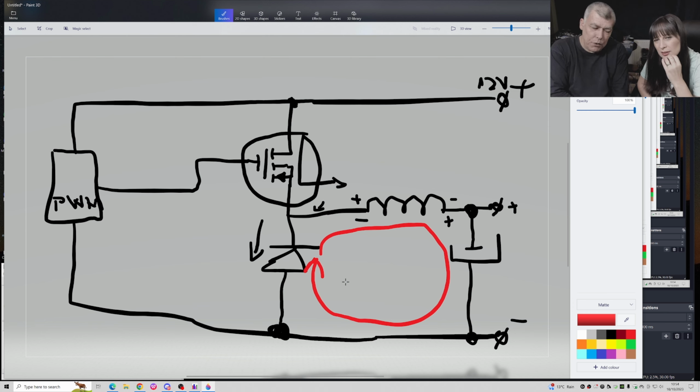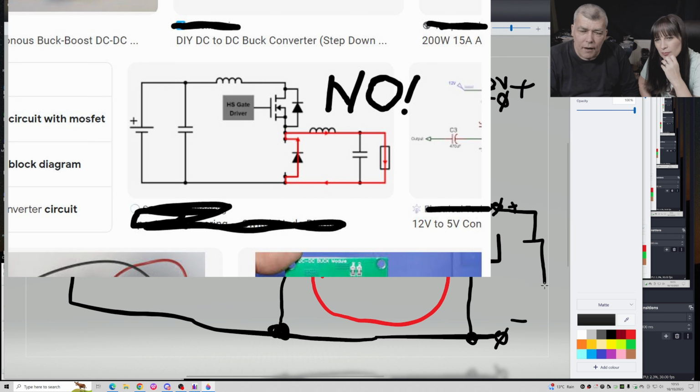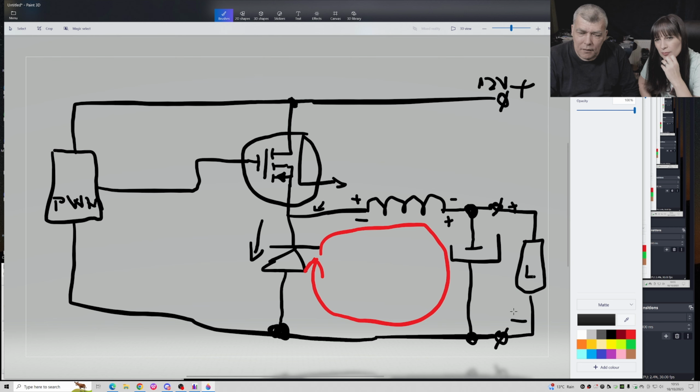Now, if you check the videos online, there is a confusion about those power supplies. People believe that in order to have this circuit working, you have to have a resistance here, the load. So this is wrong. Because you don't need a resistance in order to have this circuit working.